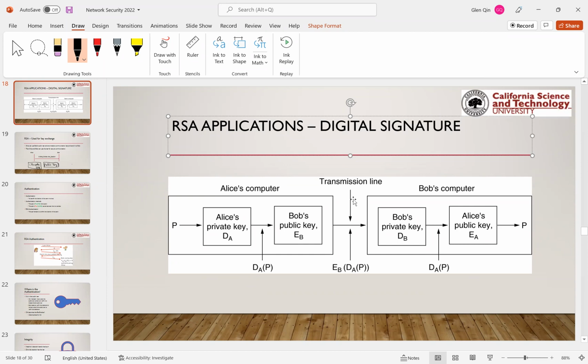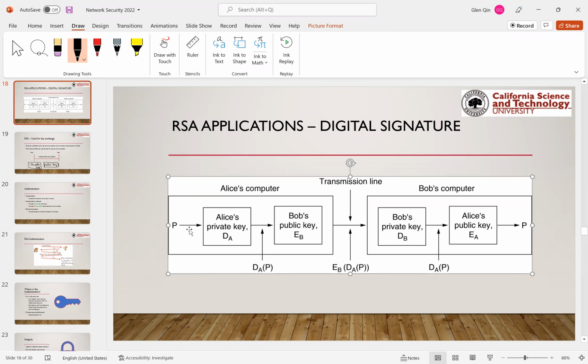Okay, now I was just going to ask you about your transmission line there, where you have the EBDAP. What's the EB there? It's just a combination of Bob's public key, Alice's private key, and P is the message you sent. D is attached to it. Forget about that, because this is just a notation from a long text that copies just a part of it. So just keep in mind the main idea.